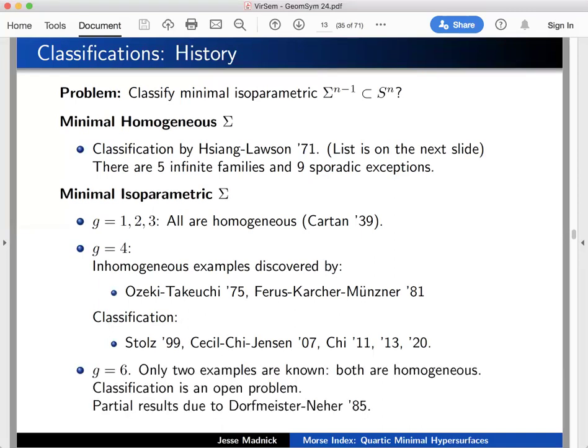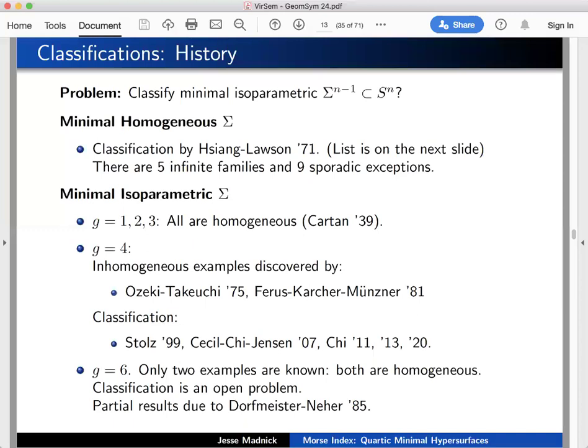For G equals 6, as far as I'm aware, only 2 examples are known. Both are homogeneous. And of course, the homogeneous ones are classified, but for the inhomogeneous ones, it's not clear whether any exist. And classification is an open problem. A classification was claimed a few years ago, and I think it was accepted for a certain number of years, and then unfortunately it turned out that it was in error. So the G equals 6 case is still open.